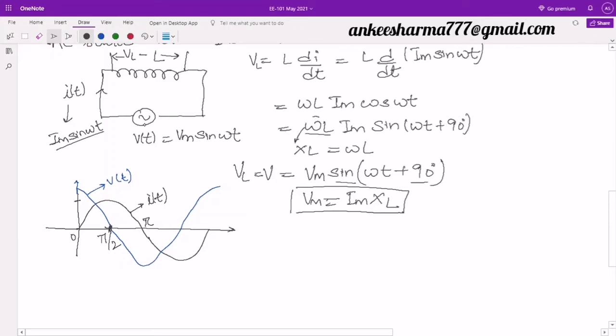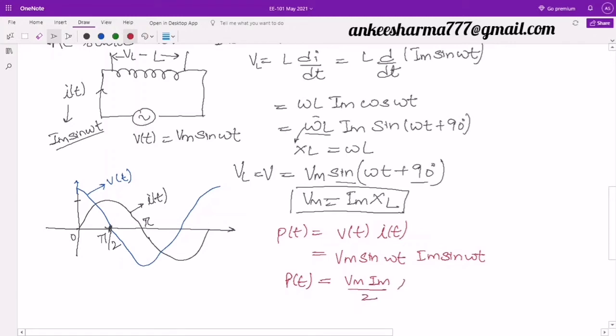Now the third point is to find the value of the power. Again, the power P of t is equal to V of t into I of t. What is V of t? It is Vm sin omega t, simple notation. I of t is Im sin omega t. And this is what we calculated in the previous case also, that P of t is equal to Vm into Im by 2 sin 2 omega t.